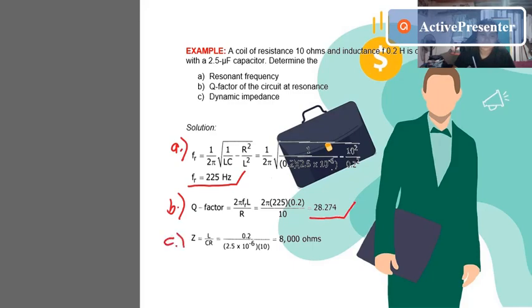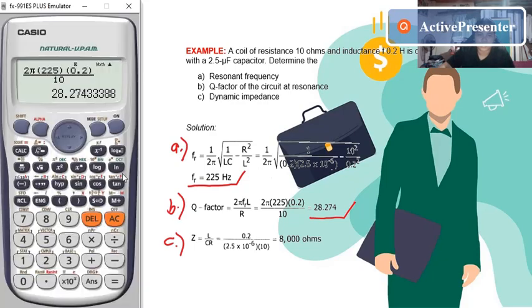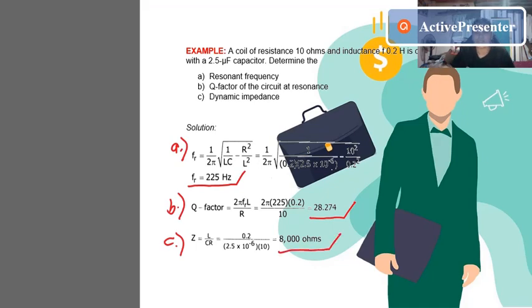And last is for the dynamic impedance. Solving for dynamic impedance, we have Z is equal L over CR. So formula base ra gihapon tanan. So our L is 0.2 divided by C, capacitance nga 2.5 negative 6. And our R is 10 ohm. Our dynamic impedance is 8,000 ohms. This is our final answer.